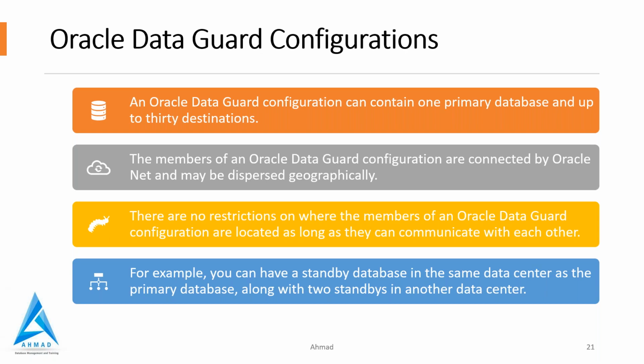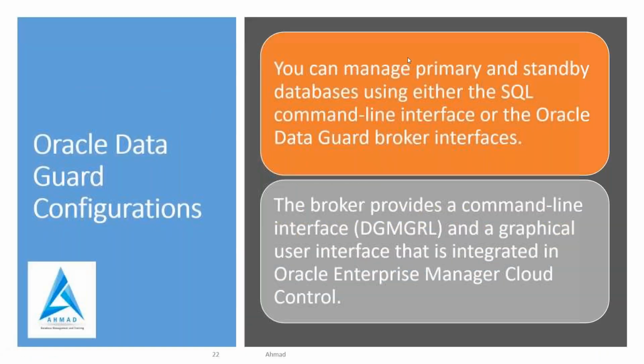So suppose you have one production and one standby in one location, and two standbys in a different location and different data center. So you can do this type of configuration also. But actually your standby database should be in a different data center, a different city, as well as a different country, so that will be a good configuration. But for that you require good connectivity. Otherwise, if connectivity is not good, then your data will not transfer appropriately, and your standby will lag behind the production.